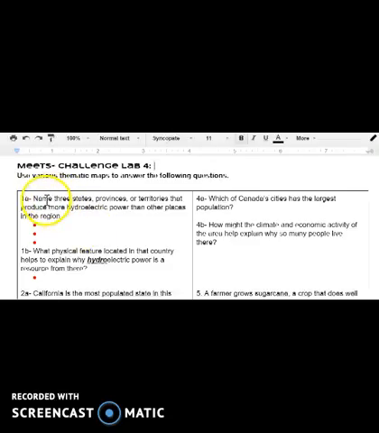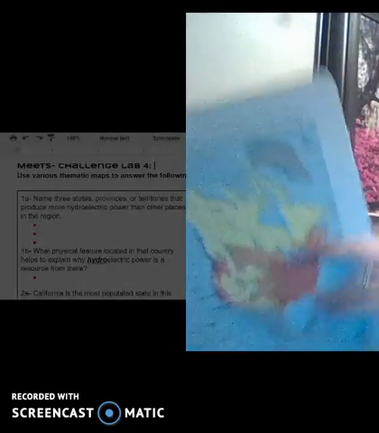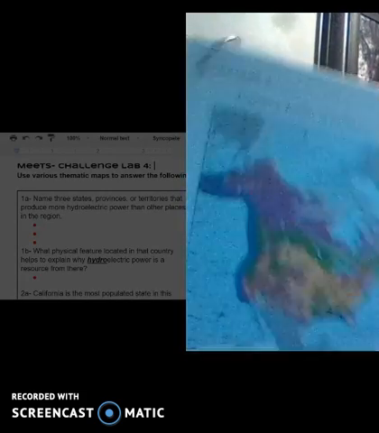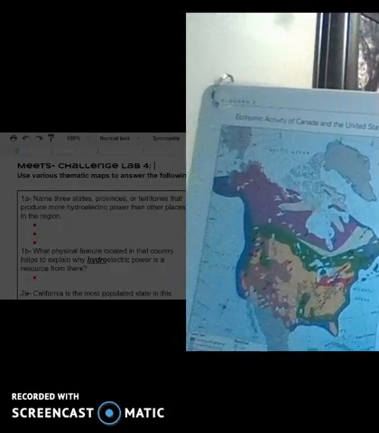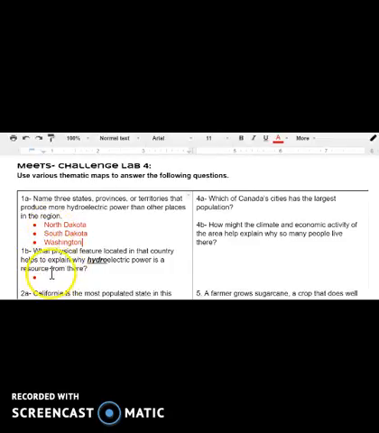These you're going to use multiple different maps. For example, name 3 states, provinces, or territories that produce more hydroelectric power than other places in the region. For that one, I'm going to look through and find my economic activities map and look for the 3 states that have the most hydroelectric power. As I write those in, North Dakota, South Dakota, and Washington, I then have to look up which physical feature located in that country or state or province helps explain why hydroelectric power is a resource from there.